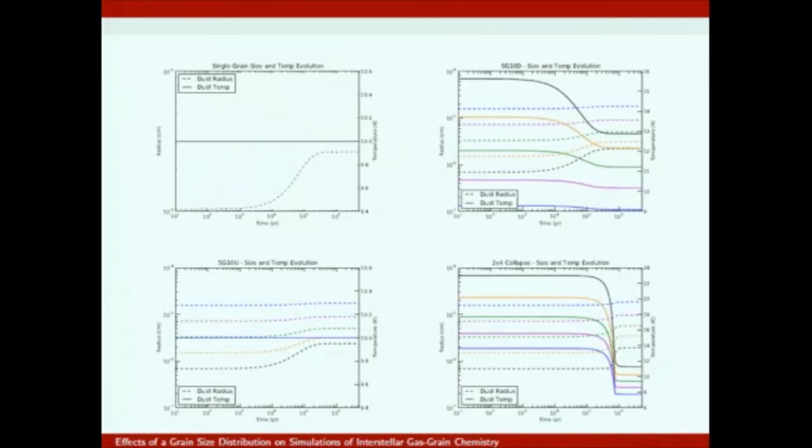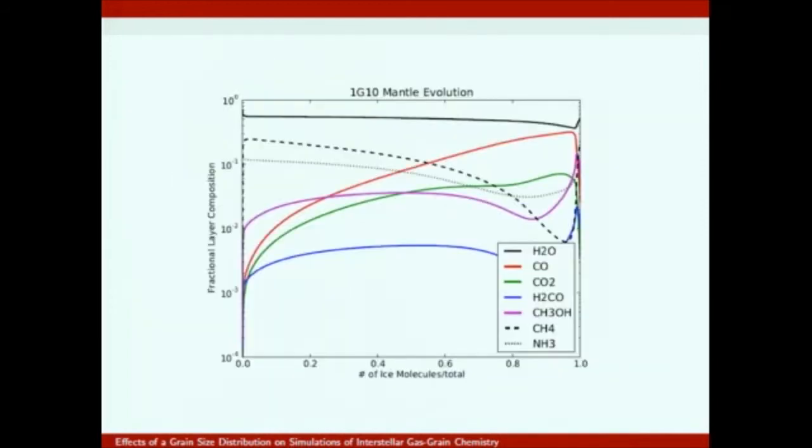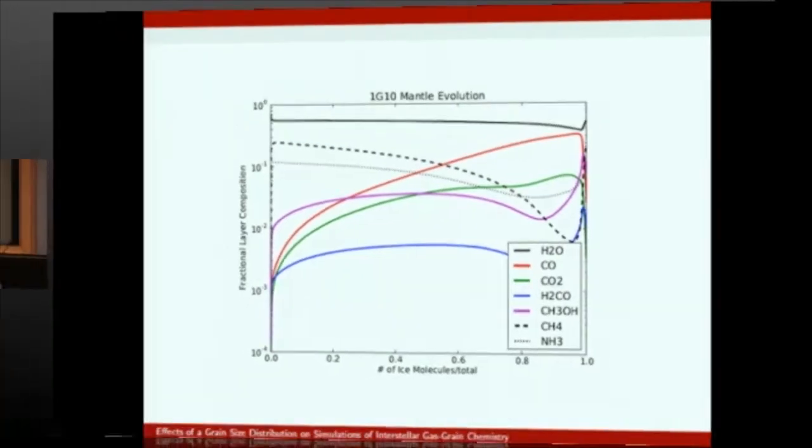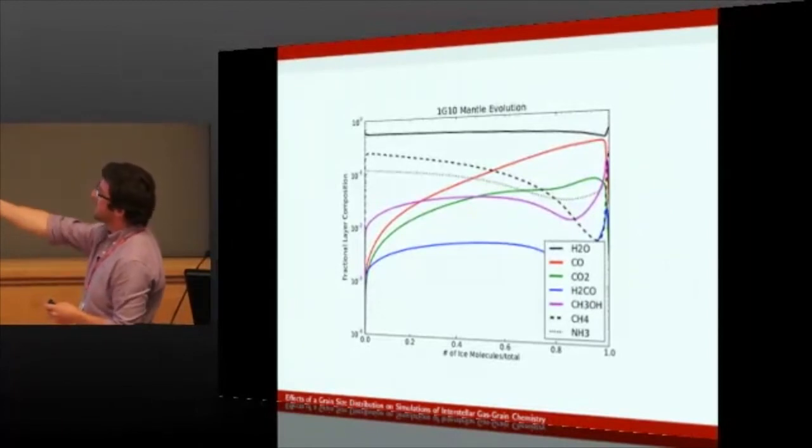And so you can see that for the smallest grains that start at roughly 15.5 Kelvin, they end below 13. So now we'll get into the actual chemistry. This is just a representative plot of the single grain control model. This is water at the top. Water is always the most dominant ice species, so I know that that's doing a decent job.